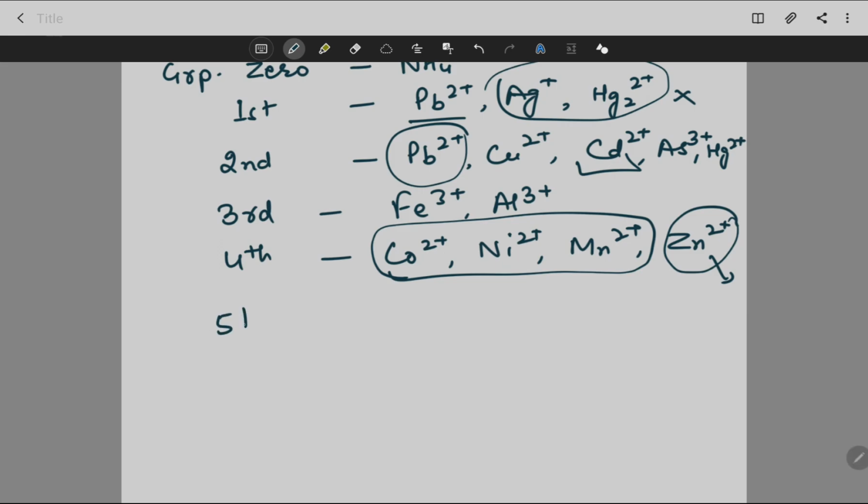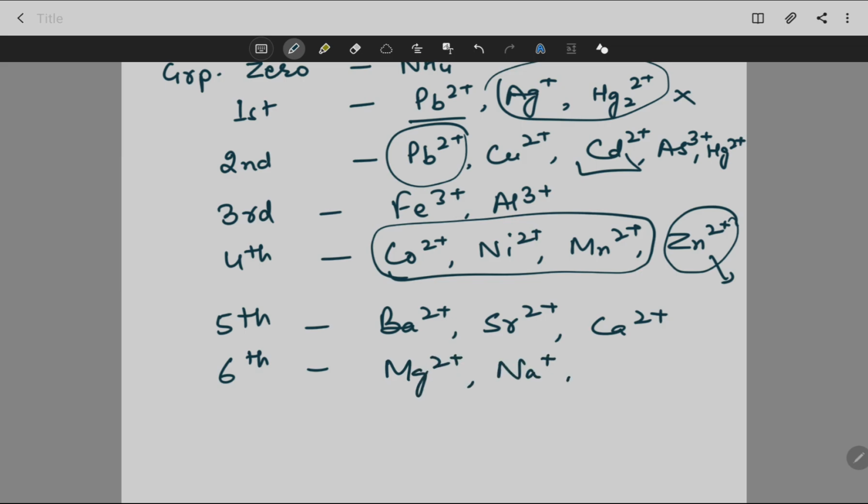Now moving to the next, that is fifth group. What are the radicals present in fifth group? In fifth group we have barium, strontium, calcium. Then the sixth group: magnesium, sodium and potassium. Sodium and potassium are not in the syllabus, so we will basically focus only on magnesium. So that is how all the basic radicals or the cations are classified in various groups.